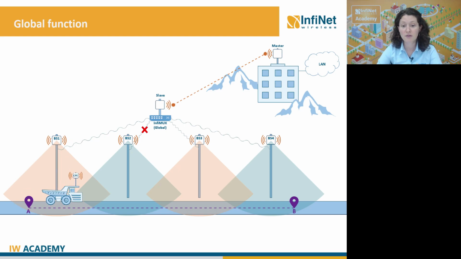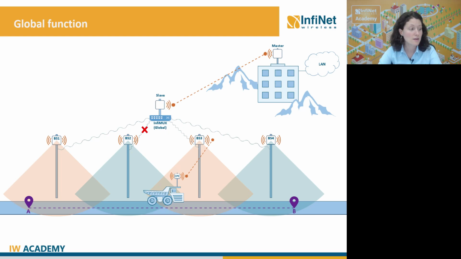Next, even if the vehicle enters the coverage area of base station 2, it will not establish a link with it because it does not report any connectivity with a device having the global function enabled. So it remains connected to base station 1. Further, as it enters the coverage area of base station 3, it receives information about the Infimax device, so it establishes a radio link with base station 3.